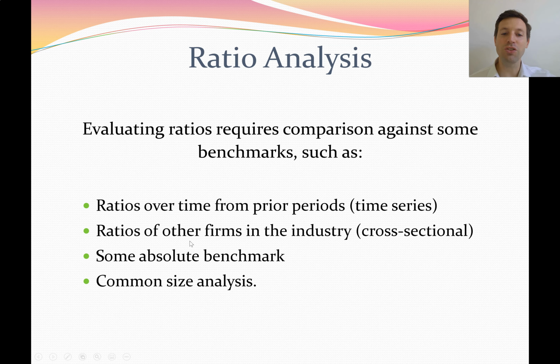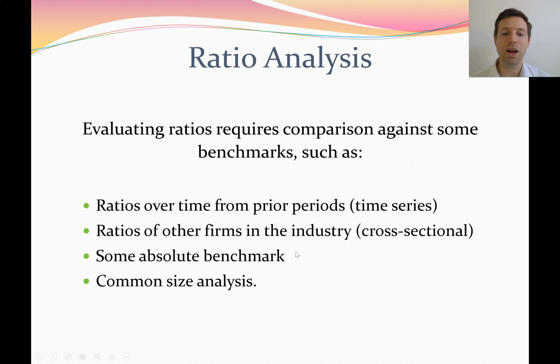We could look at ratios of other firms in the industry, and this would be called cross-sectional. So, if you're looking at Woolworths ratios, you're definitely going to compare against Coles. You want to see, for similar businesses in the same industry, what are your competitors doing with their performance? Are you performing better or worse, or are you roughly similar to the industry average?